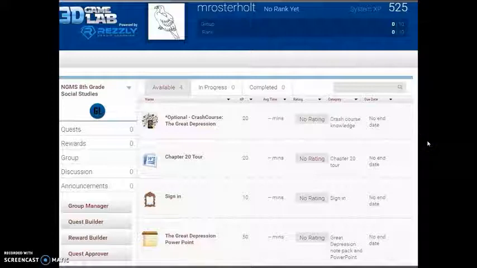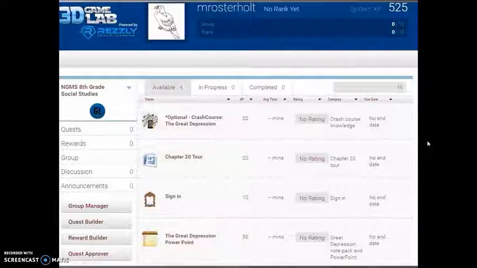And the third game platform is 3D Game Lab. So 3D Game Lab can be modified by the teachers. It can be structured any way. And it could be a complete alternative to the OneNote. All of the information that I went over so far can be put onto 3D Game Lab, or it could be a platform for differentiation.